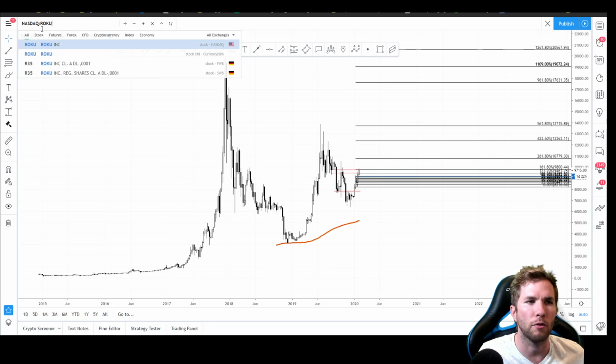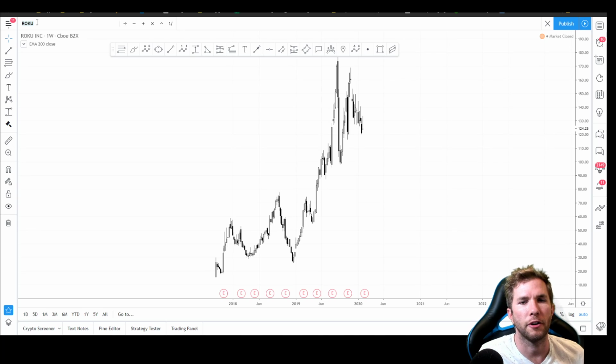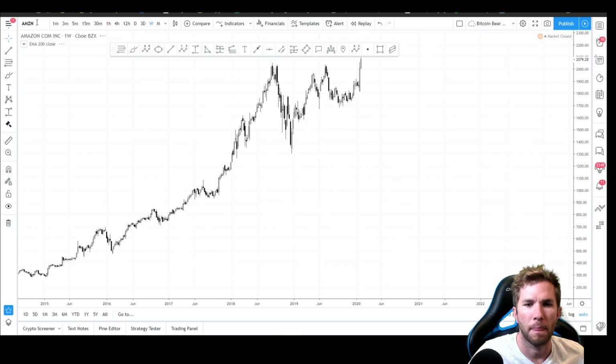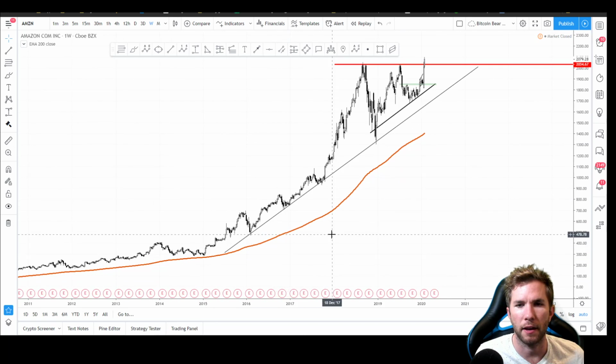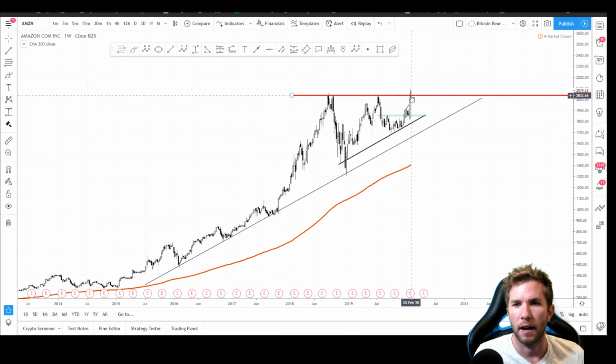Let's take a look at Roku. Too soon, Roku's earnings are coming up. Apple, Amazon. This hasn't gotten back to the 200 EMA in a while. This one we'd have to look at a few other assets. I am expecting a pretty big move out of Amazon here.